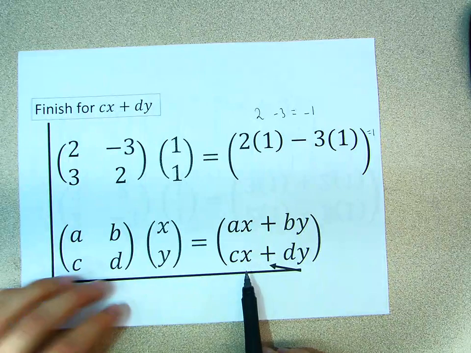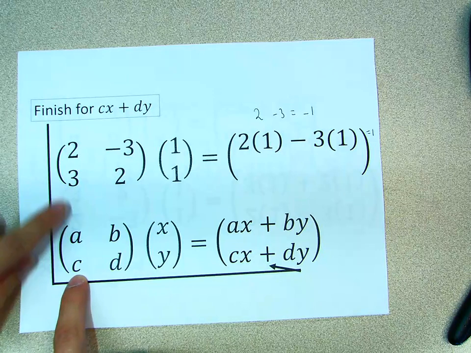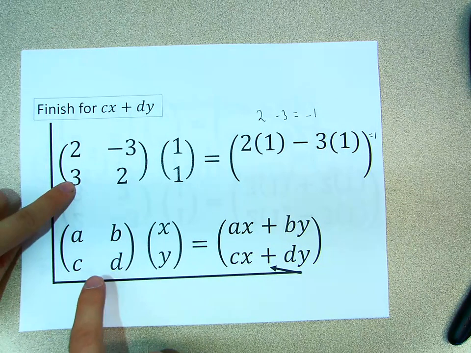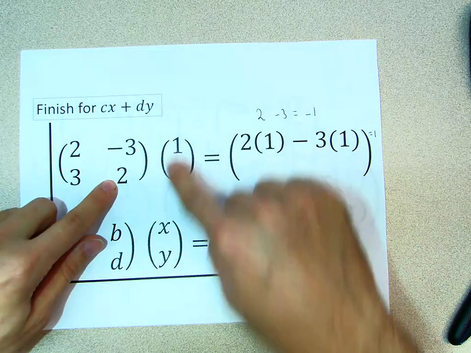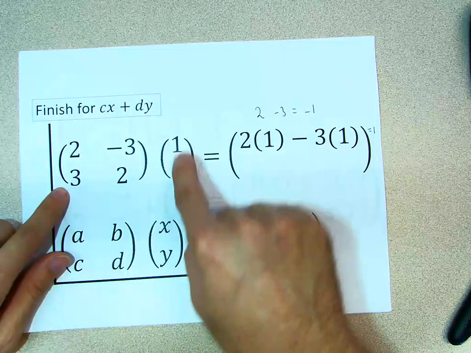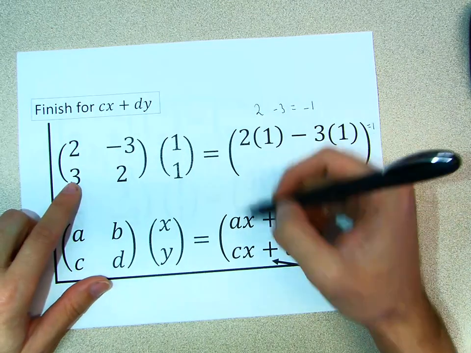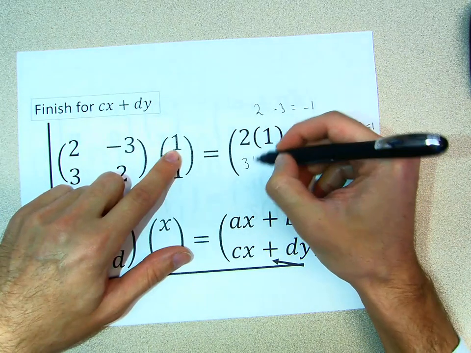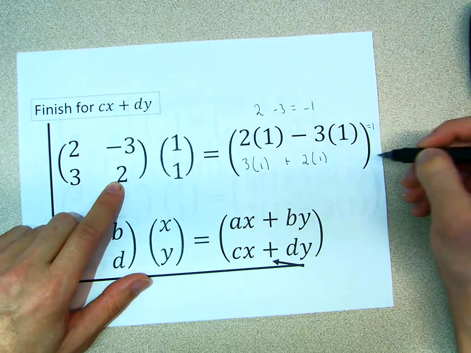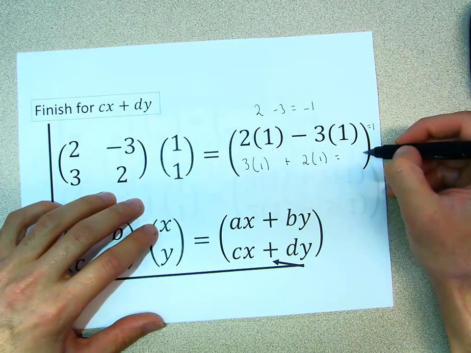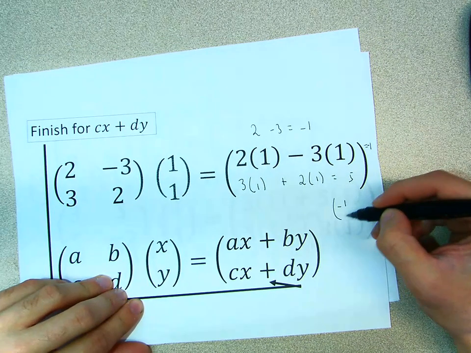And now what I want you to do is just finish it for cx plus dy. What will it be? What is my c value? My c value is 3, so I'm going to do 3 times 1. And then what's my dy? My d is 2, and my y value is 1. So it's going to be 3 times 1 plus 2 times 1. Okay? So here, this is my cx, plus 2 times 1. And notice that if we add this up, we get 5. The top is -1, sorry about that. And then notice that we get -1, comma 5.